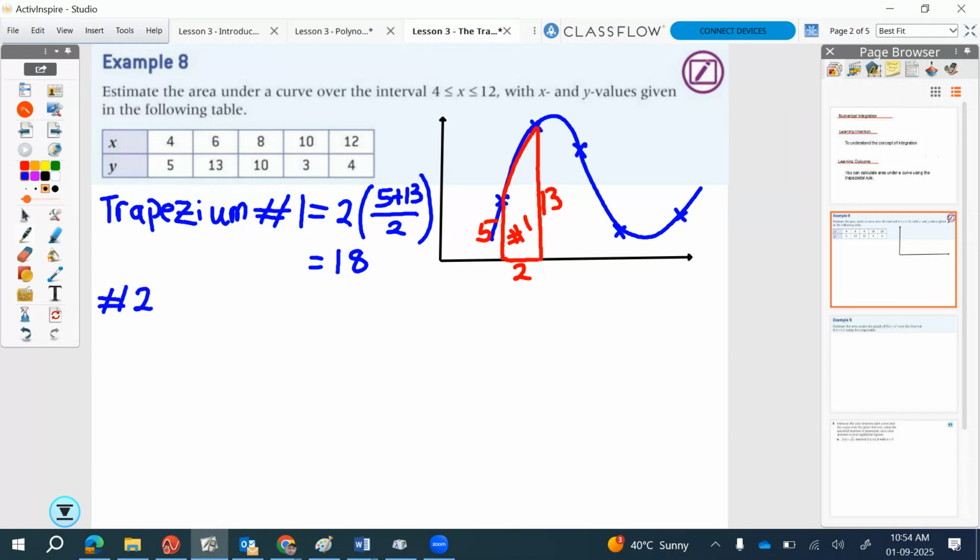So we need a second trapezium. That one would be here. What would this height be? 10. The distance is still going to be 2 between them. So the area of this one is going to be 2 times (13 plus 10) over 2. And that will give us 23.